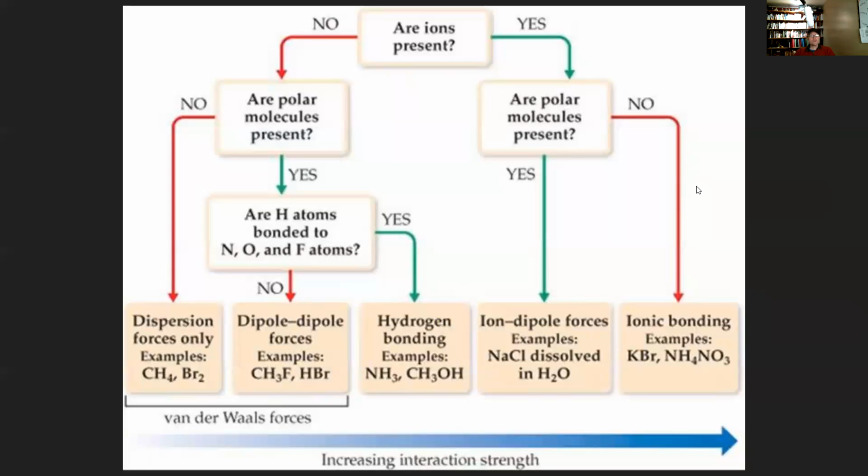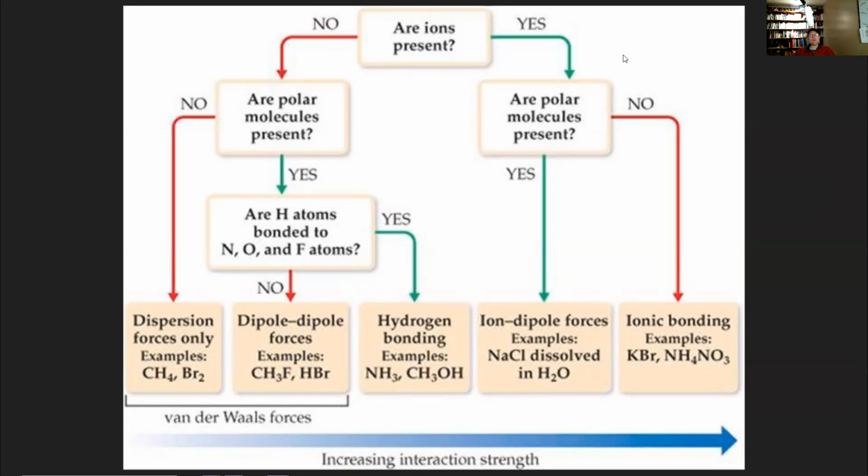Also, some people like to have a flowchart of how to try to figure out which type of intermolecular force is available. This picture is a good picture of it. Let's see if I can give you a little bit more view. The first question is, are there ions present? If there are ions present, you're going to be shifting over to the right side of this particular diagram. And the ionic bonding examples versus ion-dipole examples, if there are polar molecules present, you'll have the ion-dipole attractions instead.